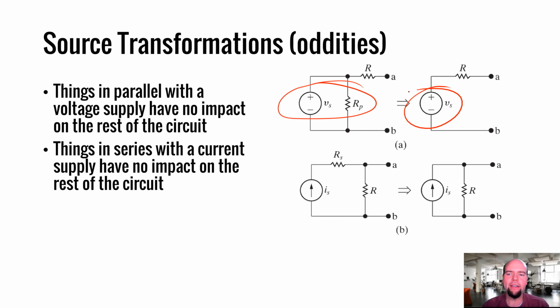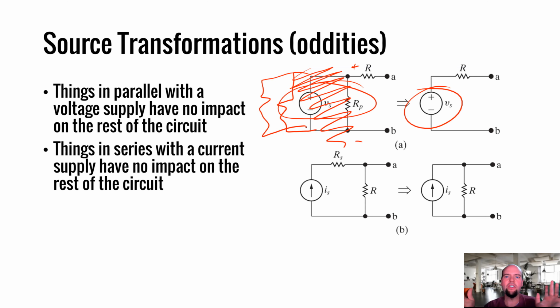Source transformations are always about the rest of the circuit not feeling a difference between this current supply in parallel with this resistor or this voltage supply in series with this resistor. It's always about what the rest of the circuit feels. And a voltage supply maintains the voltage across its terminals. With respect to those terminals, the rest of the circuit doesn't know anything other than the fact that there's Vs volts between those terminals. Whether or not there's a million resistors here, the rest of the circuit doesn't feel it. The rest of the circuit only feels that Vs volts between those terminals.